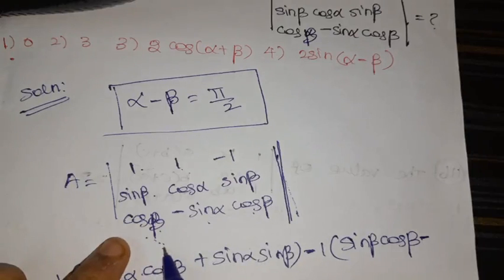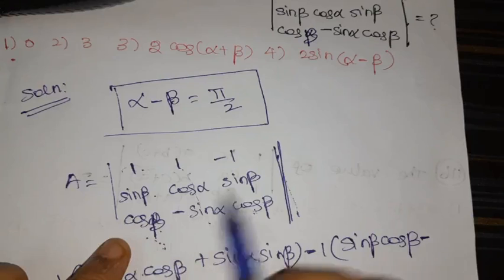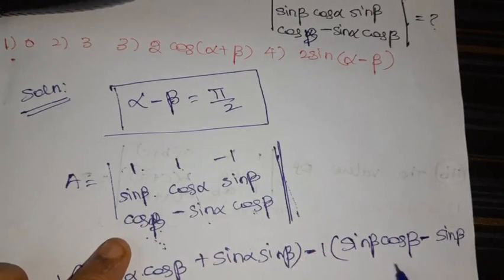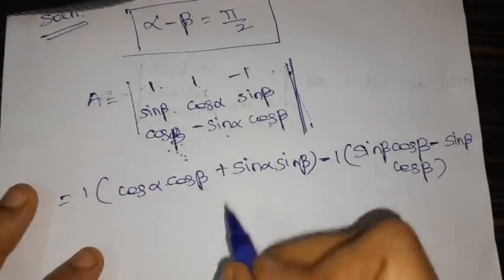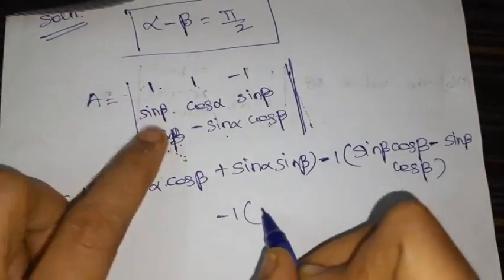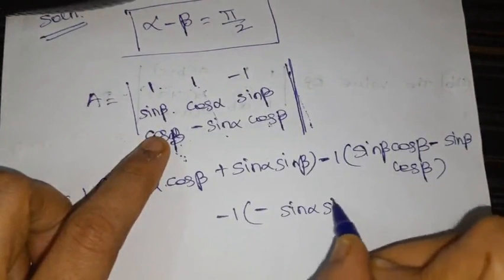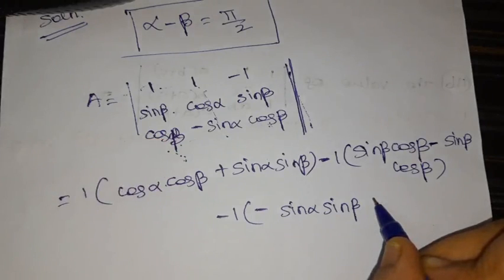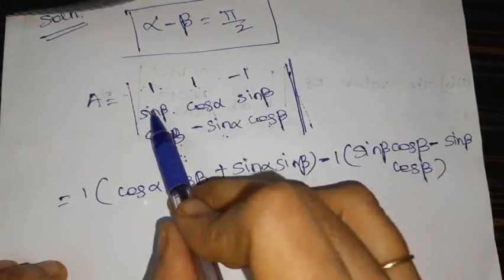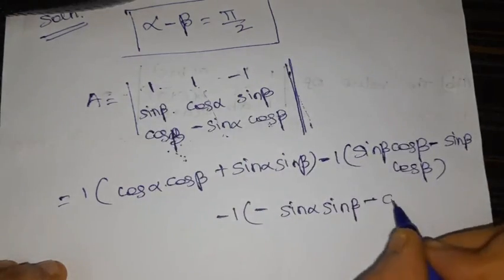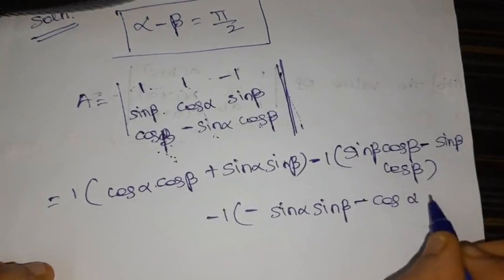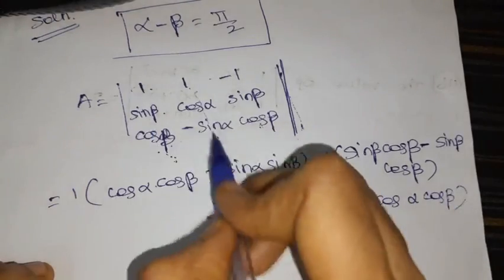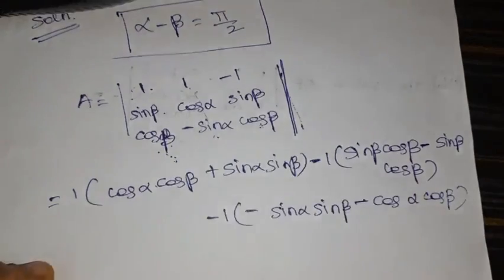Here beta, not alpha. Then this one, sin beta cos beta minus sin beta cos beta. Here minus 1 into minus sin alpha sin beta plus minus cos alpha cos beta. Here see this one, minus sin alpha minus beta, minus cos alpha minus beta.